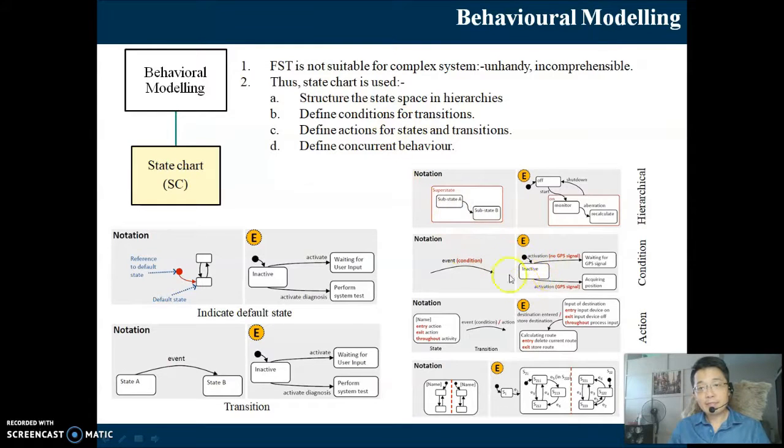You look at this example. From inactive state, it has two possibilities, no GPS signal or GPS signal. If it has no GPS signal, it goes to this state. It has GPS signal, it goes to another state.